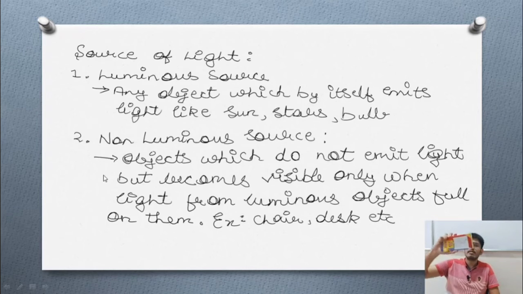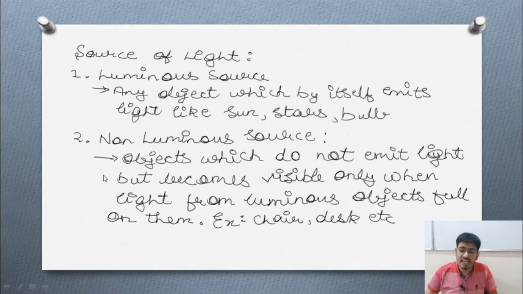Like this pen box, this box of the pen, is it visible to you? Yes, it is visible to you. But how come it is visible? Because of the light which is glowing over my head. If that light was not present, if I just switch off that particular light, then will it be visible? No, it will not be visible, because it is taking light from that light which is above me. That's why it is visible, and that's why it is known as a non-luminous source of light.